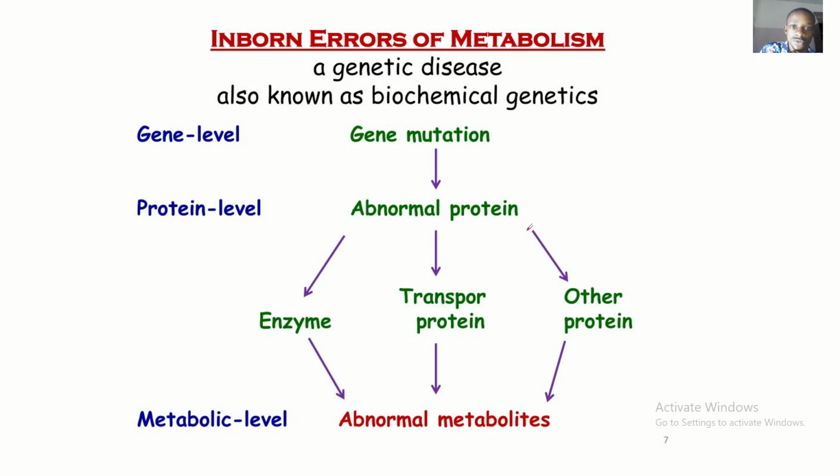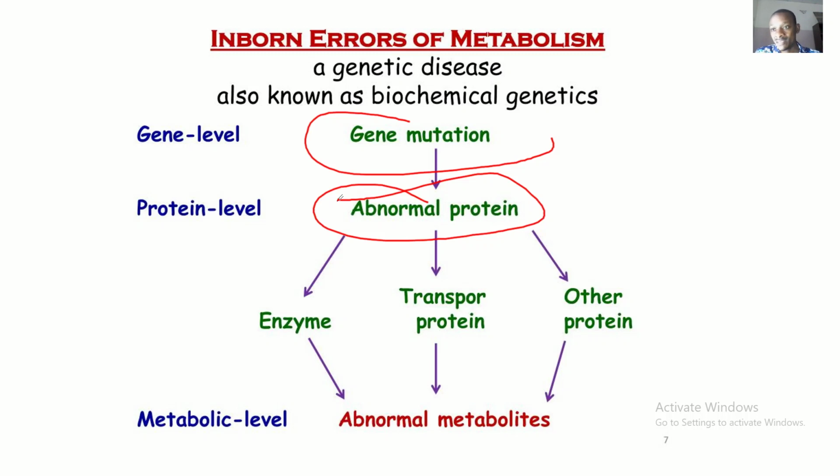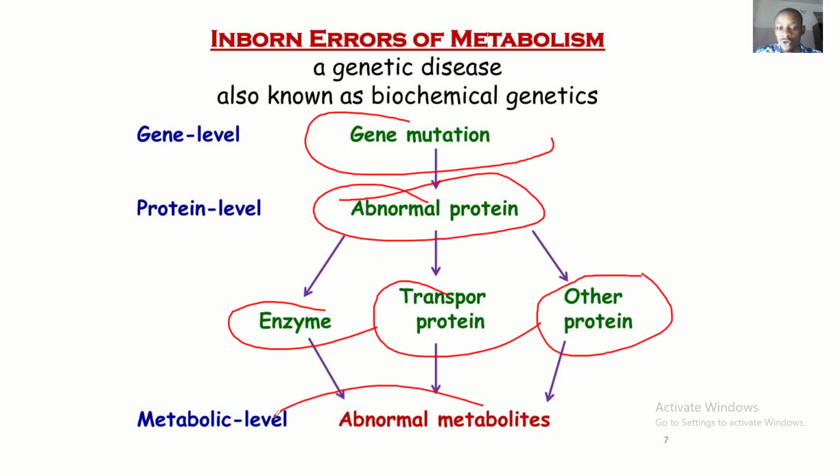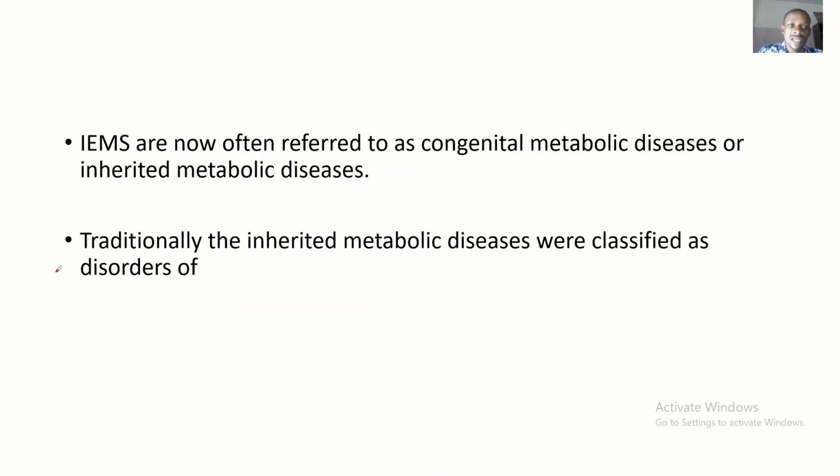For example, an inborn error disease in protein metabolism. If there's a gene mutation, there's an abnormal protein in place, not the right protein needed for the process to continue. This can affect the enzyme, transport proteins, and other proteins. And this will ultimately lead to what? Abnormal metabolites. Inborn errors of metabolism diseases are now often referred to as what? Congenital metabolic diseases or inherited metabolic diseases.